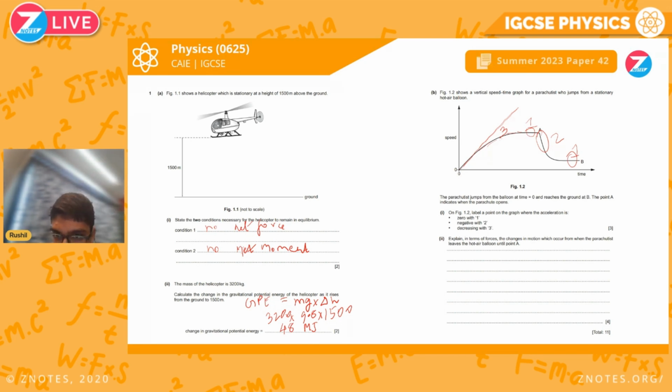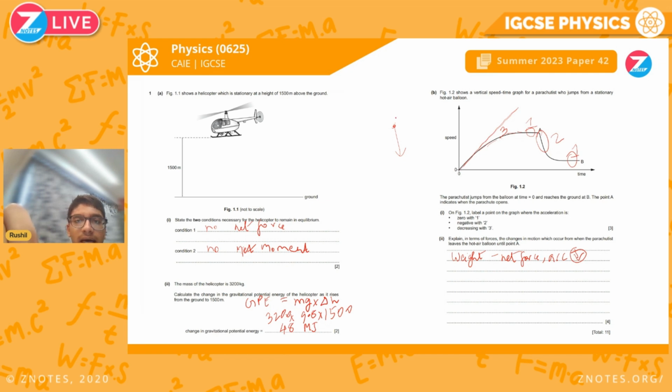The next part asks us to explain, in terms of forces, the changes in motion which occur from when the parachutist leaves the hot air balloon until point A. So, what happens until point A? Point A is just before he turns on the parachute. The parachutist jumps from the balloon. He has a downward force, or weight, acting downwards. So weight acts downwards, so there's a net force, so acceleration downwards.